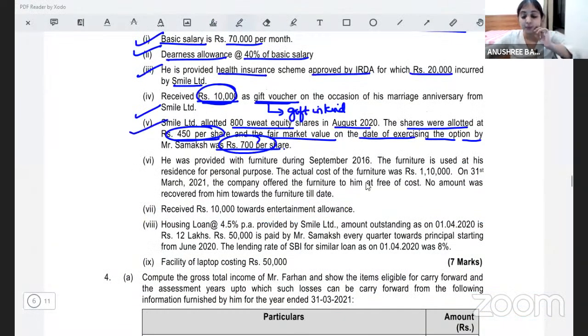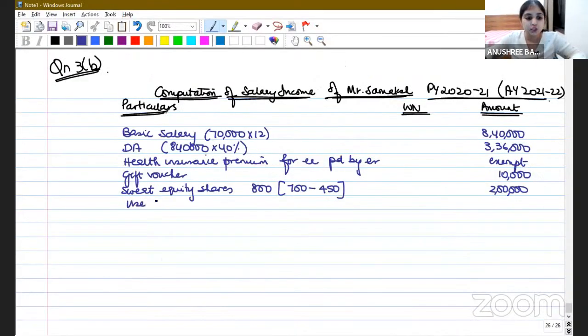Then he was provided with furniture during September 2016. Furniture is used at his residence for personal purposes. Use of movable asset, perquisite. Actual cost of the furniture was 1,10,000 on 31st March 20. So till here, assessee is using furniture belonging to the employer, so nothing but use of movable asset.